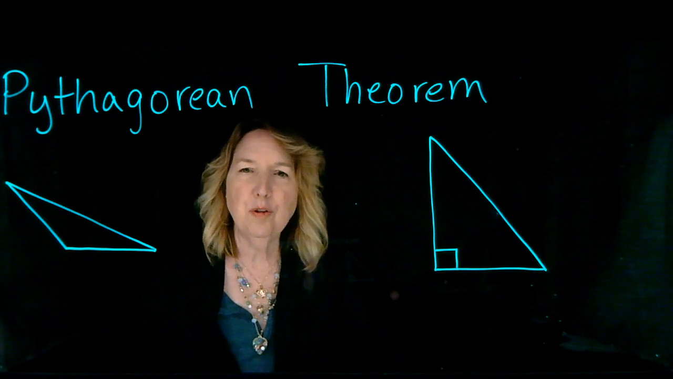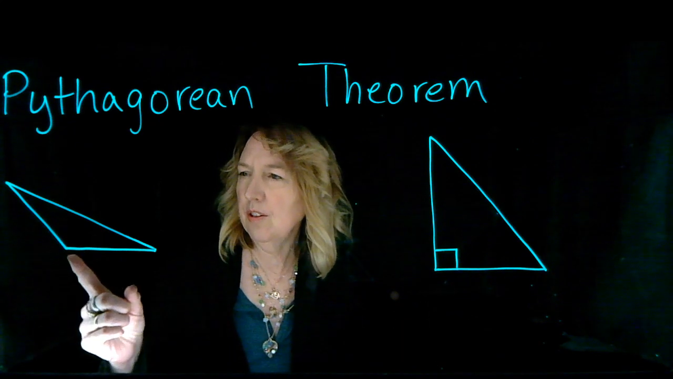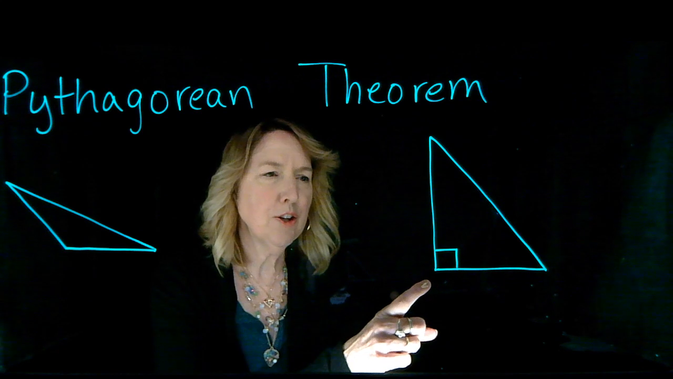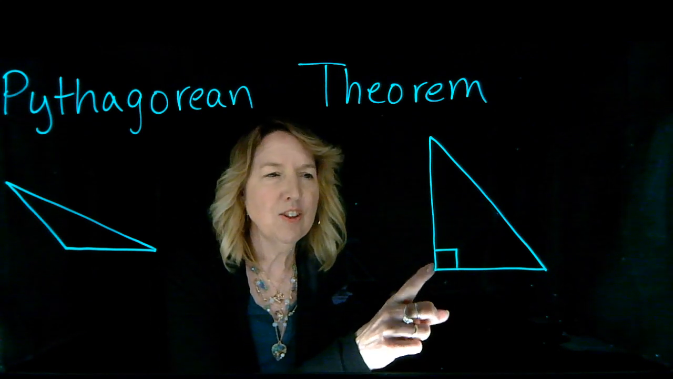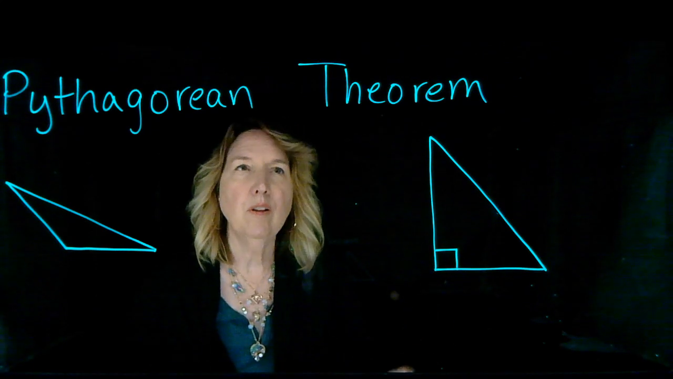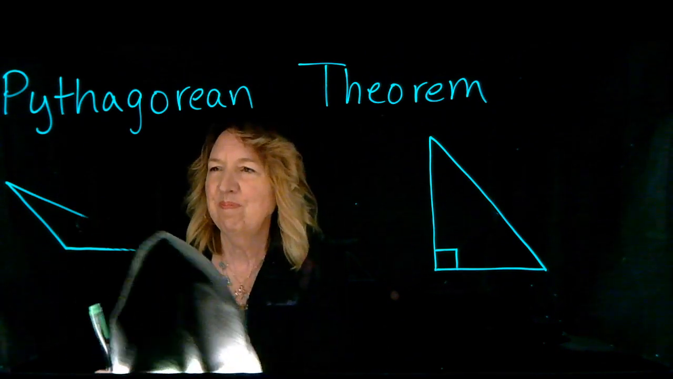Let's look at how to use the Pythagorean theorem. Here I have two triangles. This is an obtuse triangle, but this one is a right triangle because the angle here is marked to show you that it's 90 degrees. That's the type of triangle that you can use Pythagorean theorem on. So I'm going to get rid of this one.